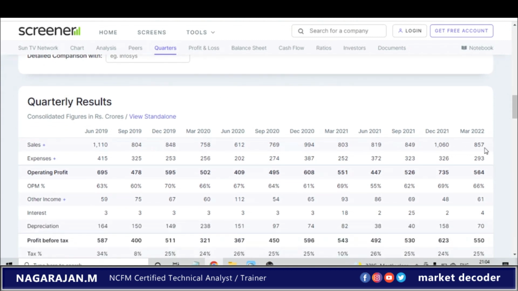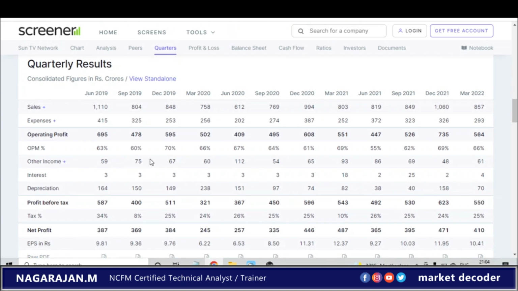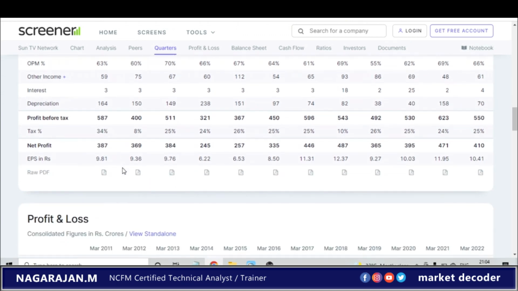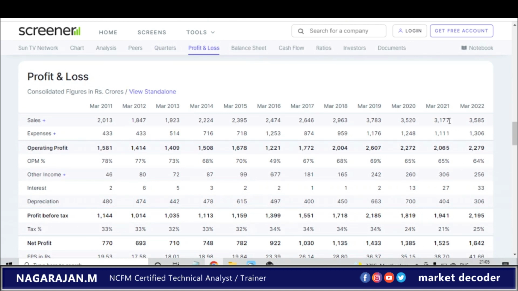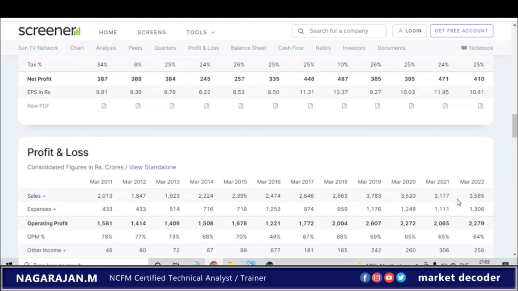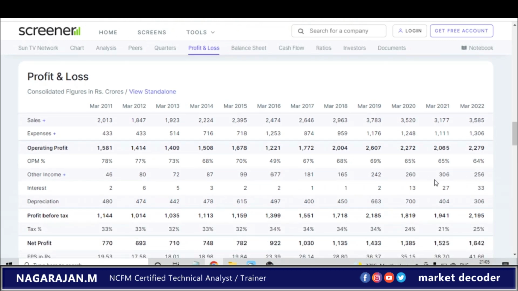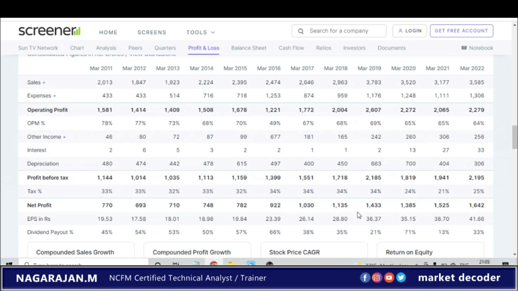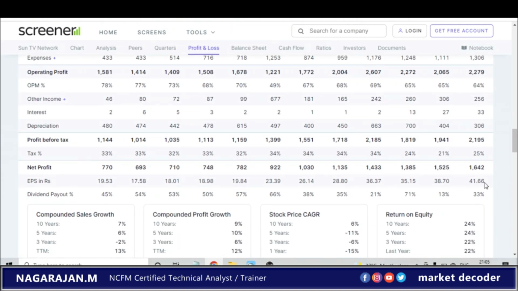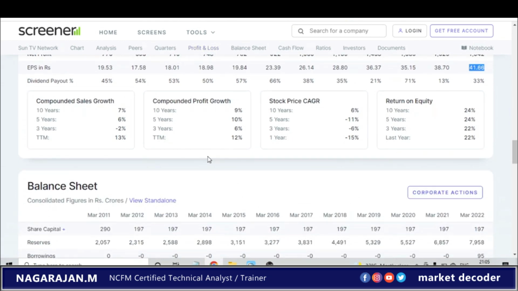Sales have reduced a bit for this quarter. And if you go to the yearly profit, it has done really well. Sun TV has done really well compared to March 21, and we have made a good profit. Only in the quarterly it is less, but year on year it has delivered a good profit, and the expenses are looking decent. Operating profit is really good. Other income is stable. Net profit is going to be 1642, which is 115 crores more than the previous year. EPS is also 41 rupees for earnings per share, which is really good.